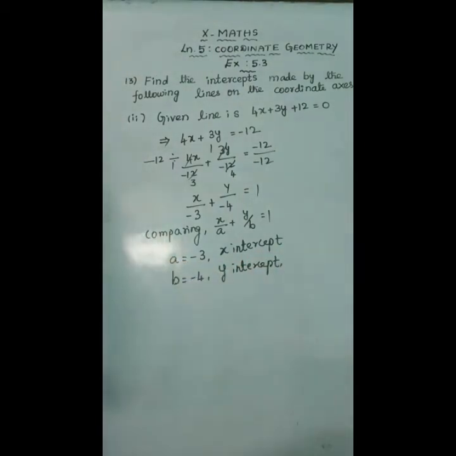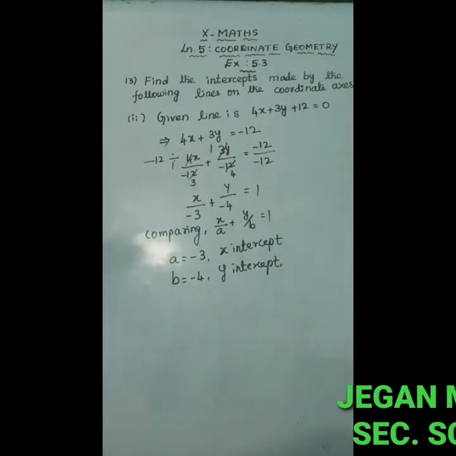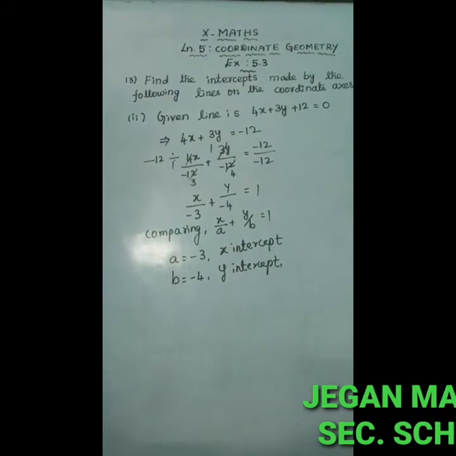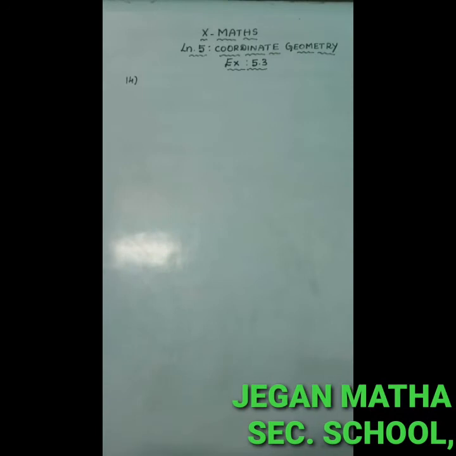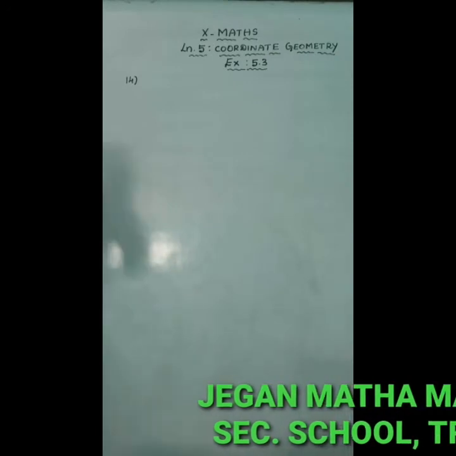So the equation of the line in intercept form is: the x-intercept is minus 3, the y-intercept is minus 4. So this is the solution for the 13th one. So the 14th is given: find the equation of the straight line.